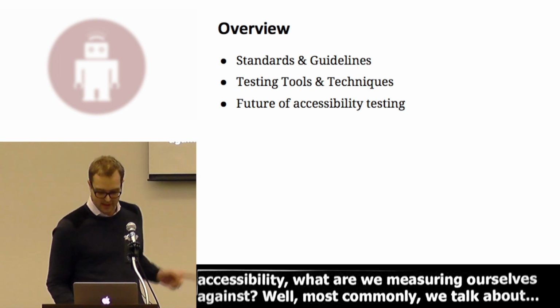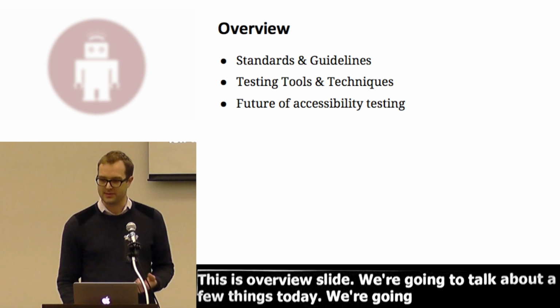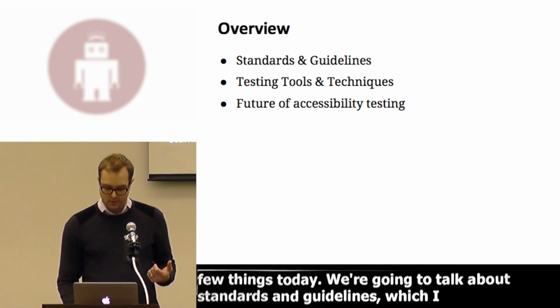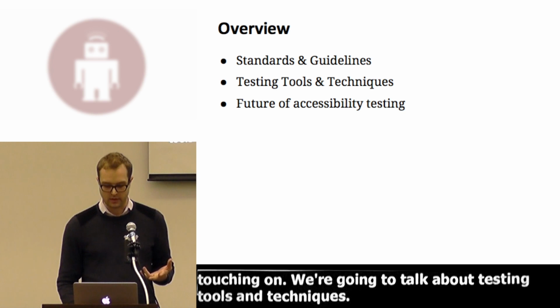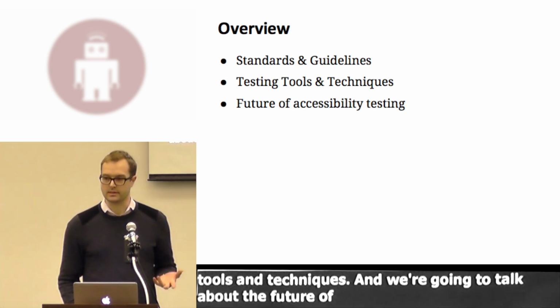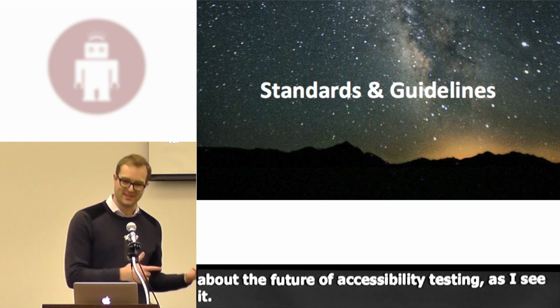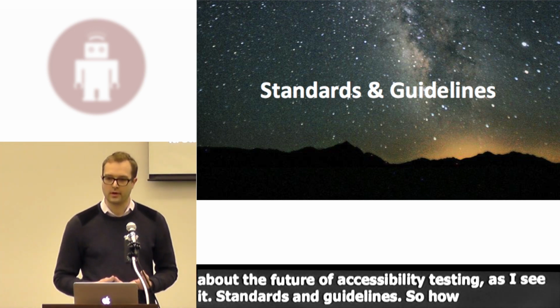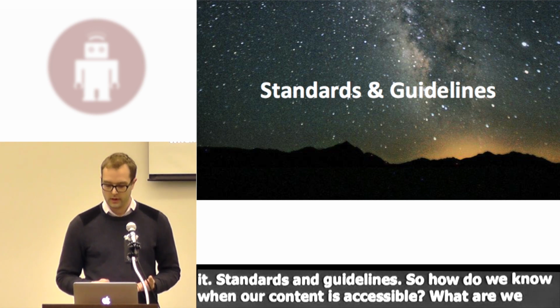this is the overview slide. We're going to talk about a few things today. We're going to talk about standards and guidelines, which I was just touching on. We're going to talk about testing tools and techniques. And we're going to talk about the future of accessibility testing as I see it. Standards and guidelines. So how do we know when our content is accessible? What are we looking for?